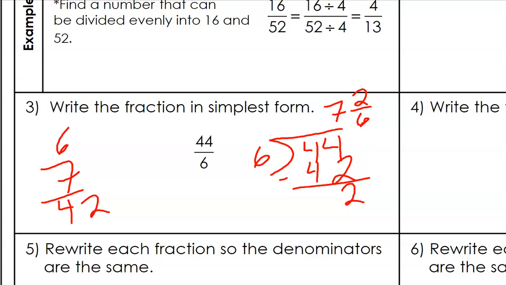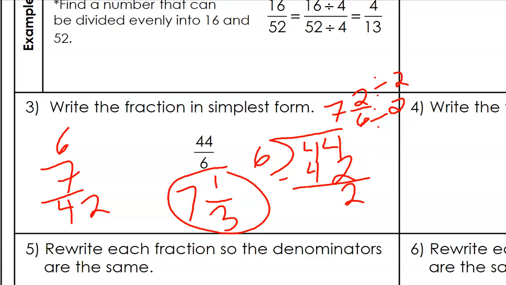2 over 6 can be reduced though, okay? So let's reduce 2 over 6. All right, so let's divide. What's the greatest common factor between 6 and 2? It's going to be 2, okay? So when you divide both the top and bottom by 2, the whole number stays, of course, 7. The numerator is going to be 1. 2 divided by 2 is 1. And 6 divided by 2 is 3. So we have 7 and 1/3.